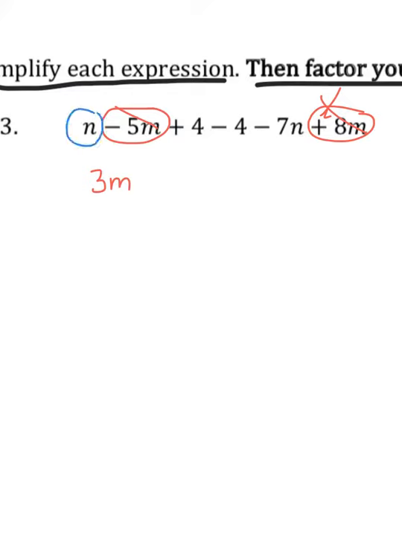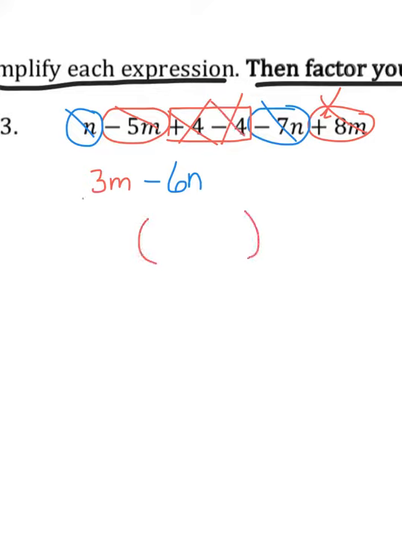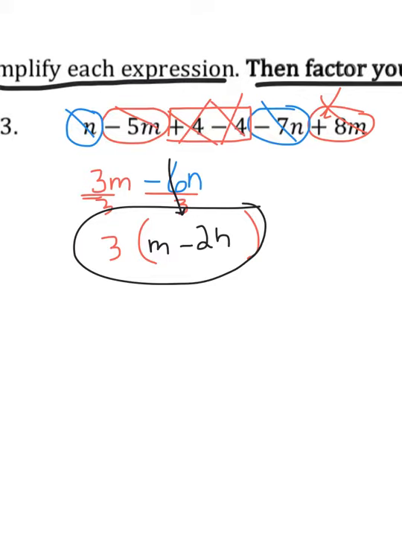And now I have n and negative 7n. That will give me a negative 6n. Done with that. And I have positive 4 and negative 4. Those cancel out. So now to factor, I see a 3 here. And I'm going to factor it out, divide by 3, divide by 3. That's going to leave me with an m, and this will be a negative 2n. Final factored expression.